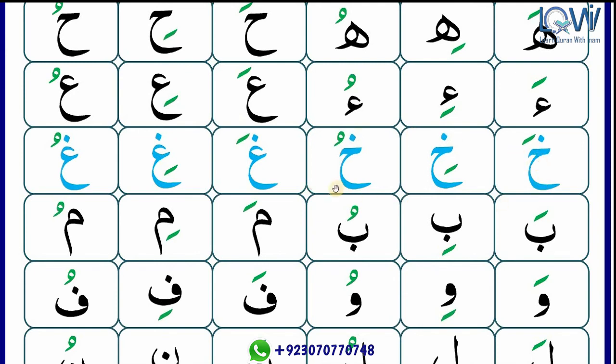Then ha and ghain. These are musta'ali letters, and we will pronounce ha and ghain with thicker voice. And these are similar sound letters. So make a difference between these letters. Ha, hi, ho. Gha, ghi, ghu.